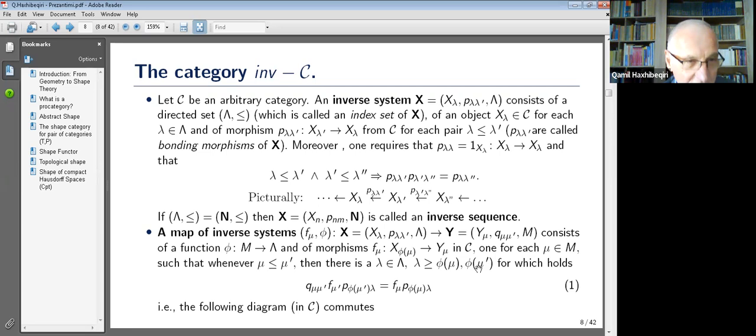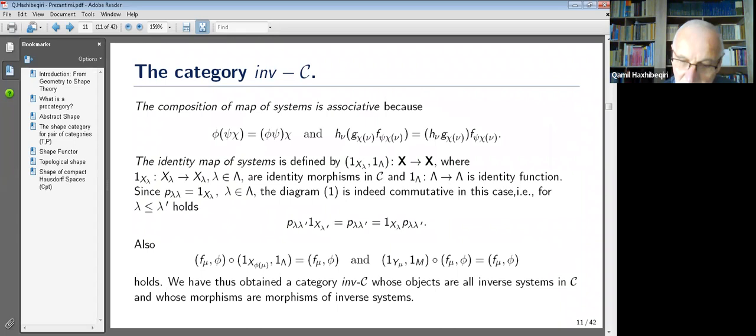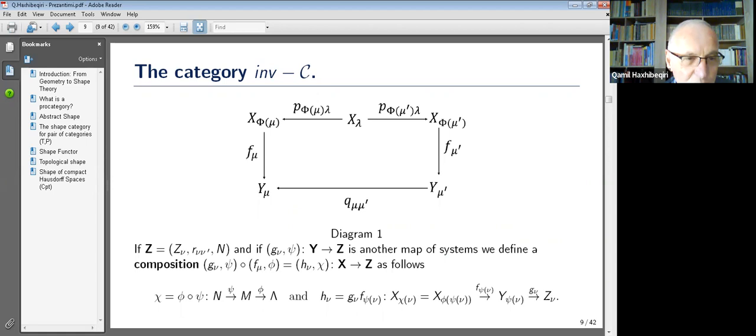This equation tells us that this diagram, this pentagram, is commutative in category C. Here N is not the set of natural numbers, but is a directed set. And if g_νψ from Y to Z is another map of systems, we define a composition g_νψ composed with f_μφ, and denote this composition as h_νχ from X to Z as follows.